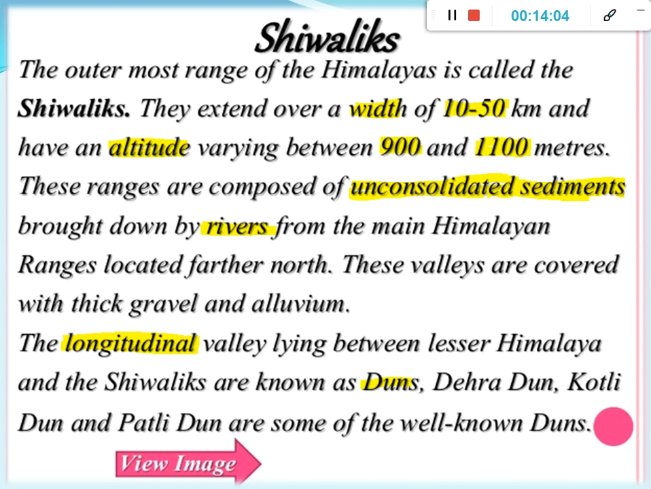So it is known as unconsolidated sediment, which is brought by the rivers from the mid Himalayas on the northern side, and it is covered as gravel and alluvium. The longitudinal valleys between the Lesser Himalaya and Shivalik are known as dunes. Dehradun, Kotli Dun, and Patli Dun are some of the famous dunes in India.